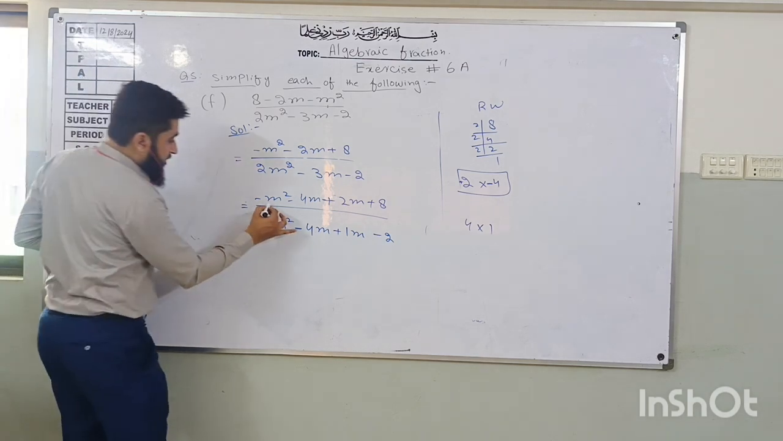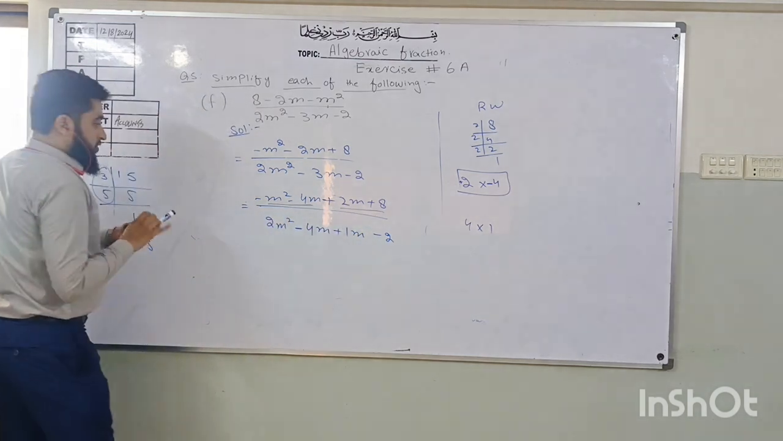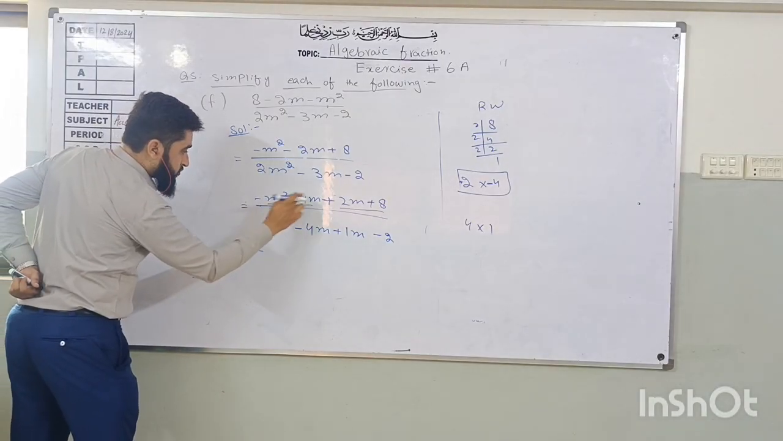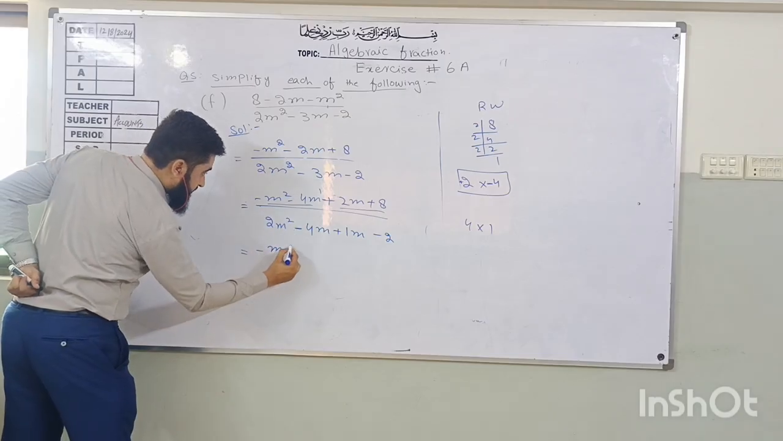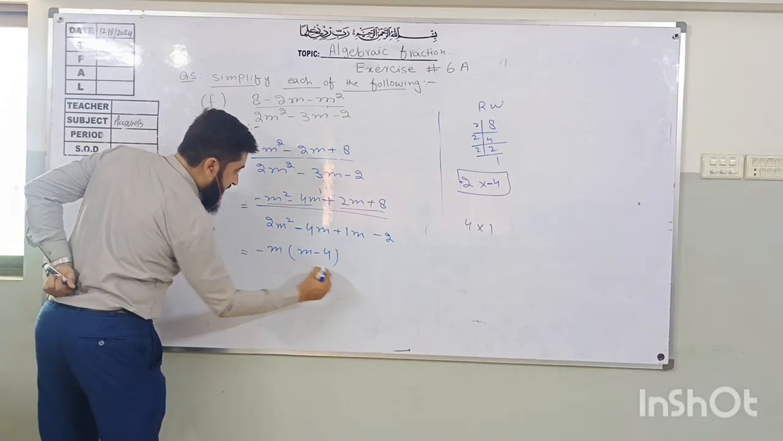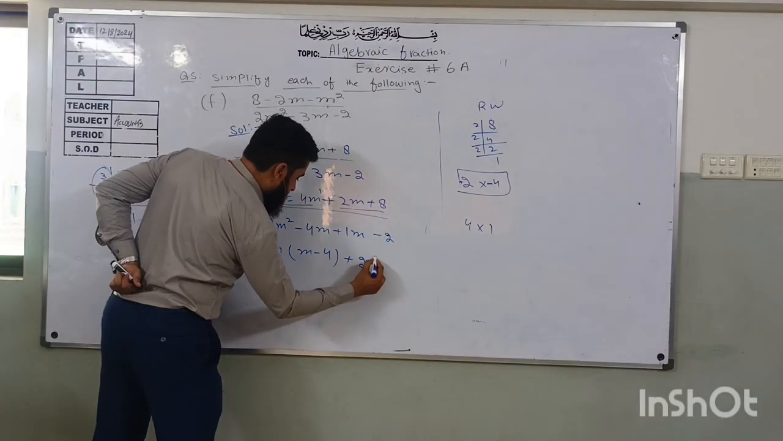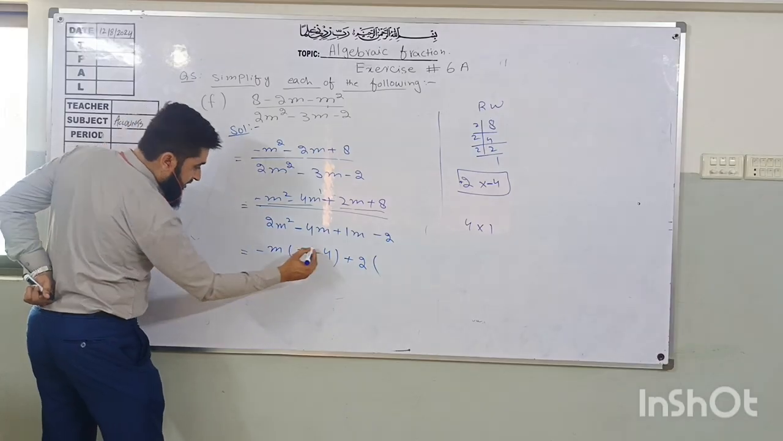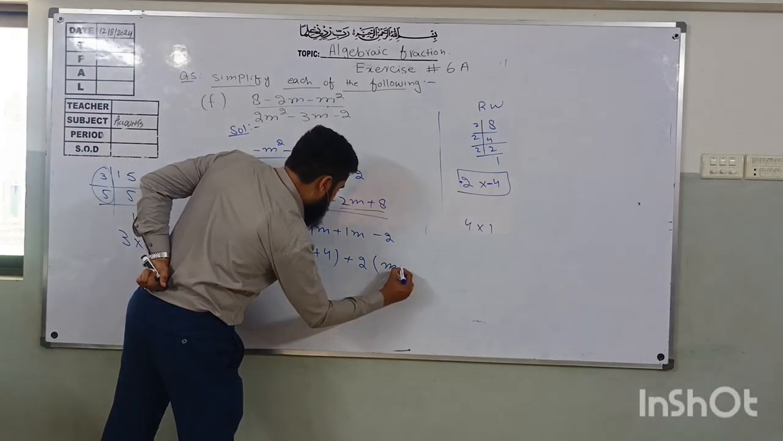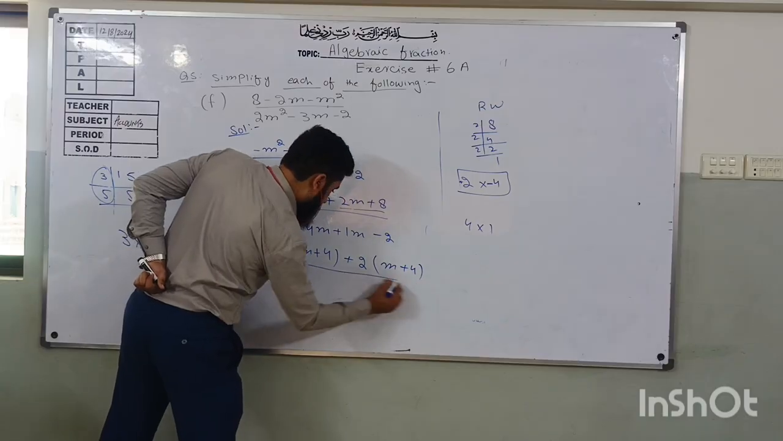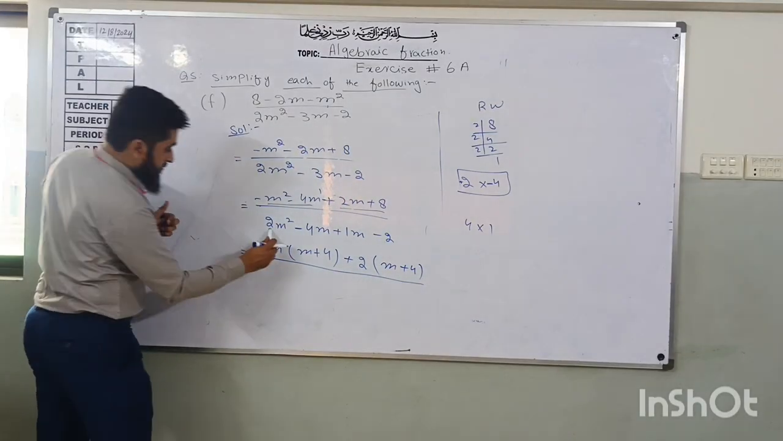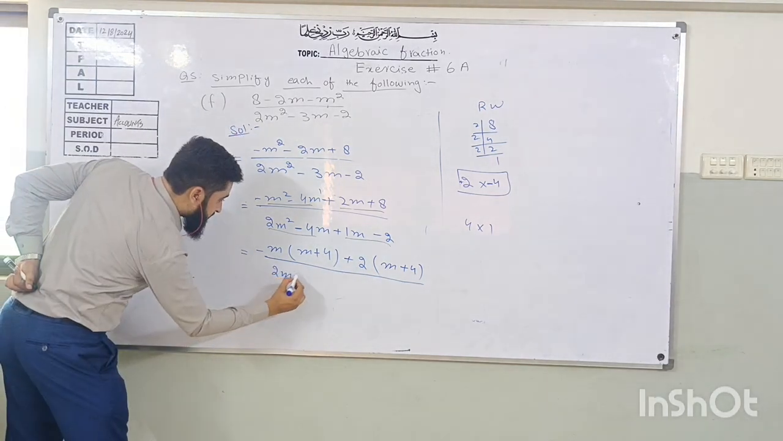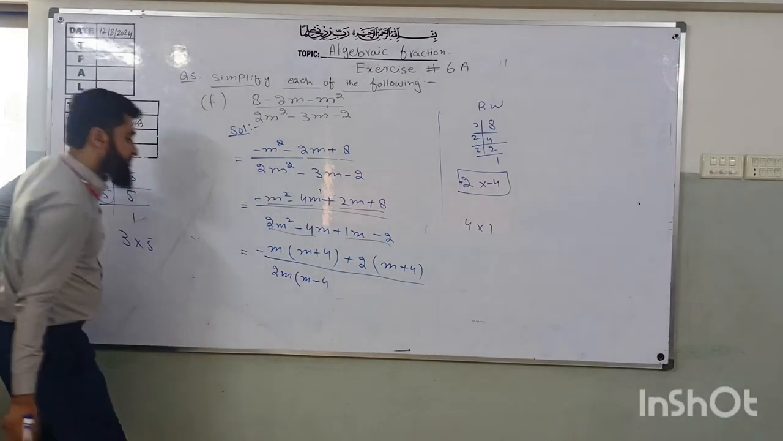First of all we will take common in the numerator. First, negative common, and this one is m², this one is m × 1, so m common, m − 4 remains. In this case plus 2 common, here minus, so we take minus common, so minus minus plus, so m − 4. On the denominator, from this and this, 2m common into m − 4.